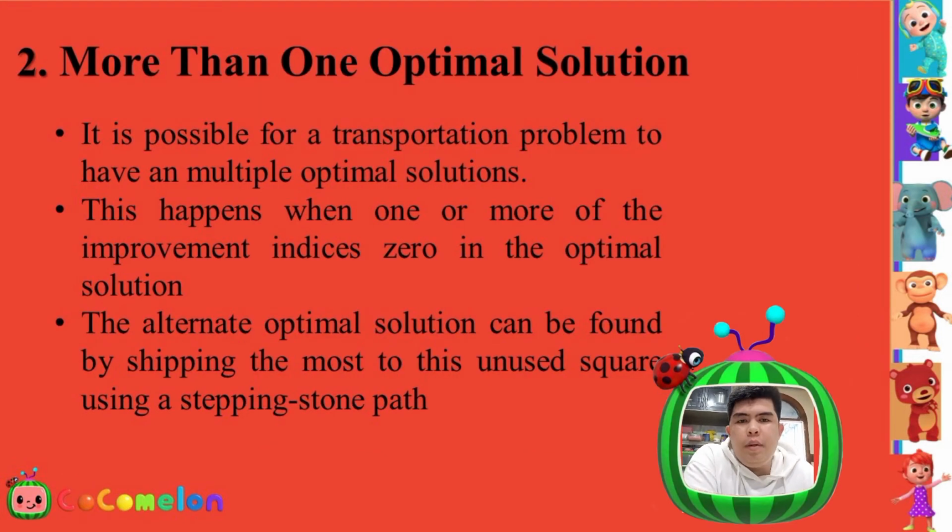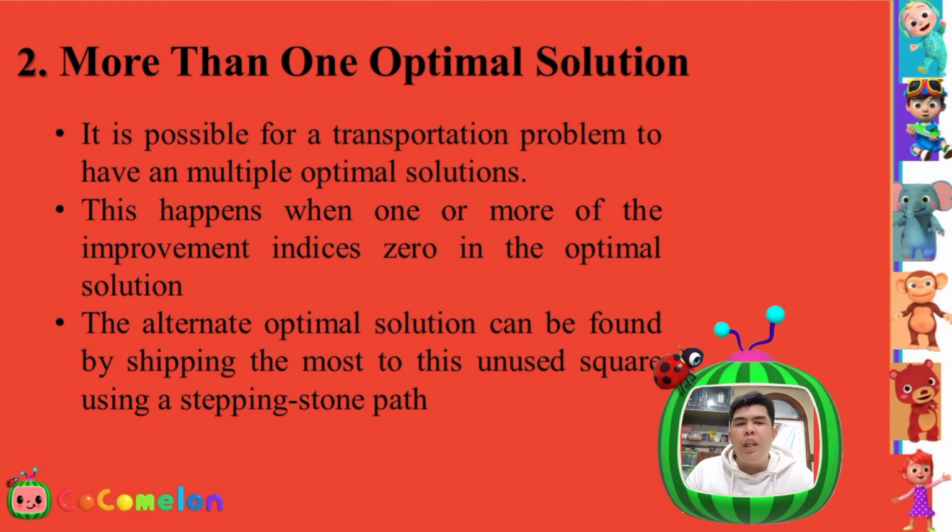So, isa din sa mga special situation is the more than one optimal solution. So, it is possible for a transportation problem to have multiple optimal solutions. This happens when one or more improvement indices are zero. The alternate optimal solution can be found by shipping the most to this unused square using a stepping stone path.